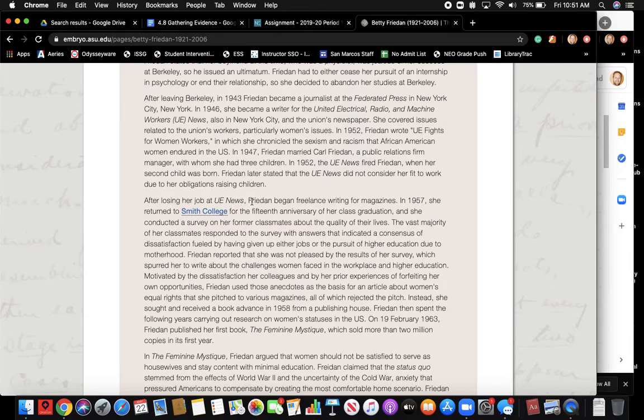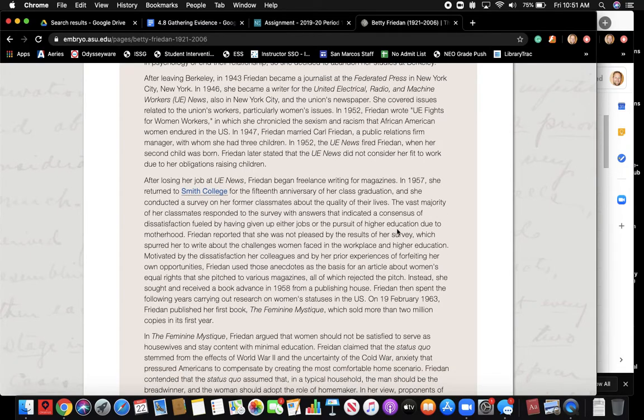So after losing her job at UE News, she began freelance writing for magazines. And so she conducted a survey on the quality of their lives. So it looks like she's surveying classmates, and particularly looking at the results and how her female classmates, well, I guess Smith College would have been all females, but she was not pleased by the results, which spurred her to write about the challenges women faced in the workplace and in higher education. So she's doing more things. That would be another example of facts. So there you go. And then she wrote The Feminine Mystique. So there you go again, which was all about the survey that she did. So that would be an example of gathering facts.